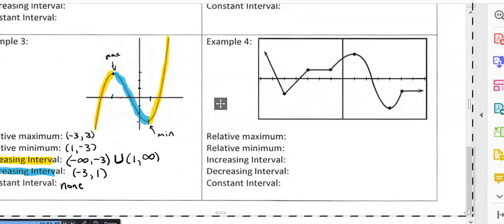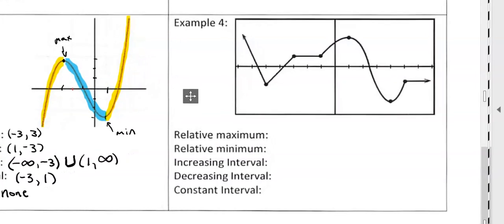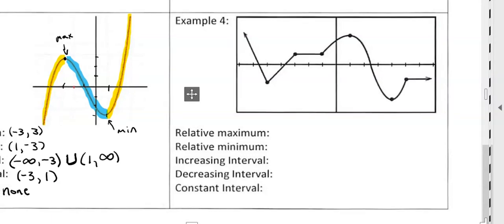So let's take a look at example 4. With example 4, we have a number of sections. This is a graph of what's called a piecewise function, because it's made of several pieces sort of glued together, if you will. Relative maximums. So you might say, well, look at this point right here, is that a maximum? Well, it's higher than the points to the left, but it's not higher than the points to the right, and so that would not be a maximum.